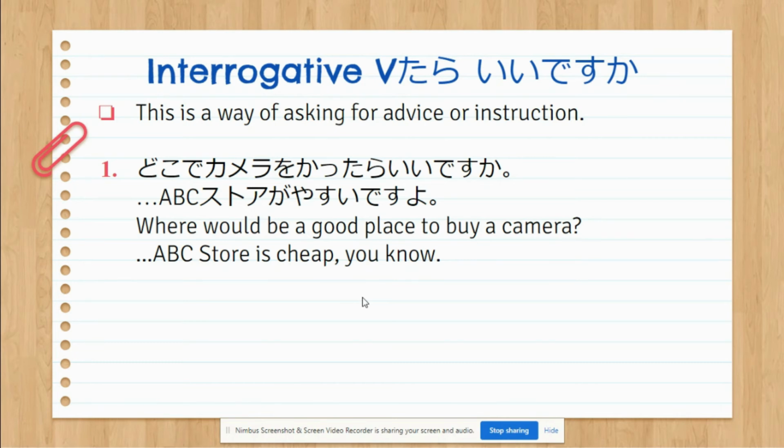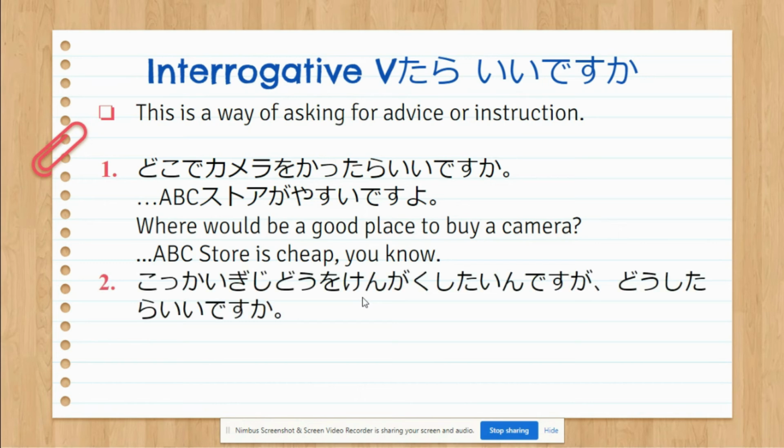You don't necessarily have to answer with verb tara ii desu. You can simply answer, for example, ABC Stoa ga yasui desu yo. ABC store is cheap, you know. But also you can use that as giving advice. For example, Kokkai gijidou o kengaku shitai desu ga, doushitara ii desu ka?